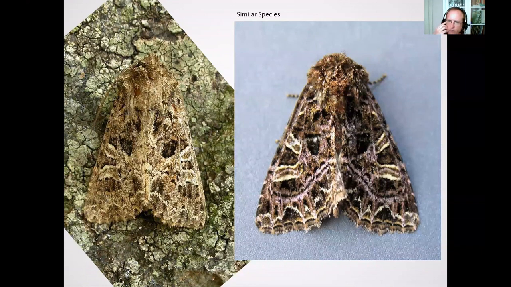Let's have a look at two similar species. So if you caught one of these two, we have Lychnis and Campion. And in Waring, Townsend and Lewington, the first thing they say is, on a fresh Campion, you get a pink flush. And you can see on this individual, there is a slight pinkish flush. The problem with that is that the pink fades. So after a week or two, you've lost that pink, and then you're back down to just the basic markings.